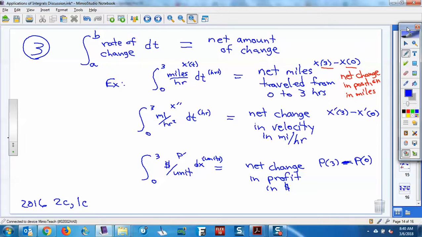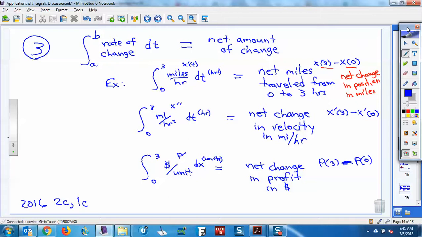Well, that's the net miles traveled from 0 to 3, net change in position. Because think about it, if that's x prime, which is velocity, then that'd be x of 3 minus x of 0. It'd be your position at 3, the end, and your position at 0, the beginning, subtracted. That's your net change, in miles.